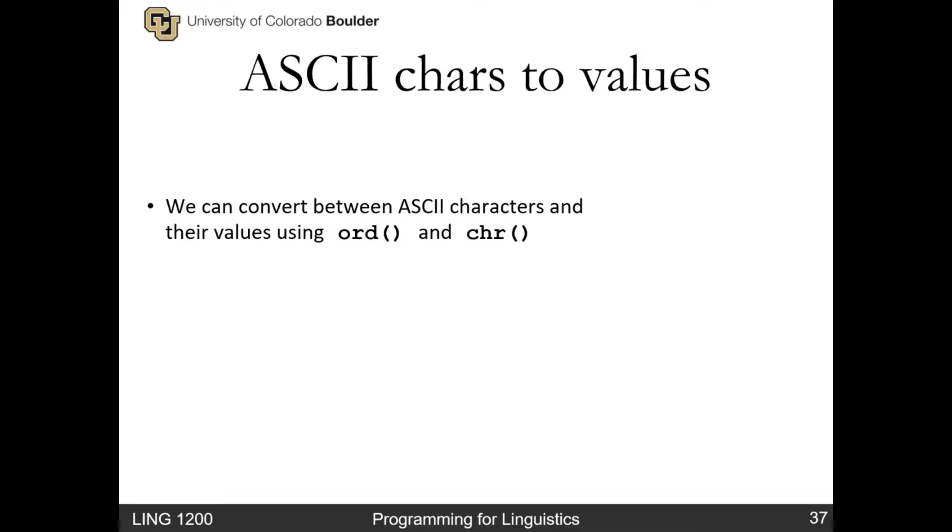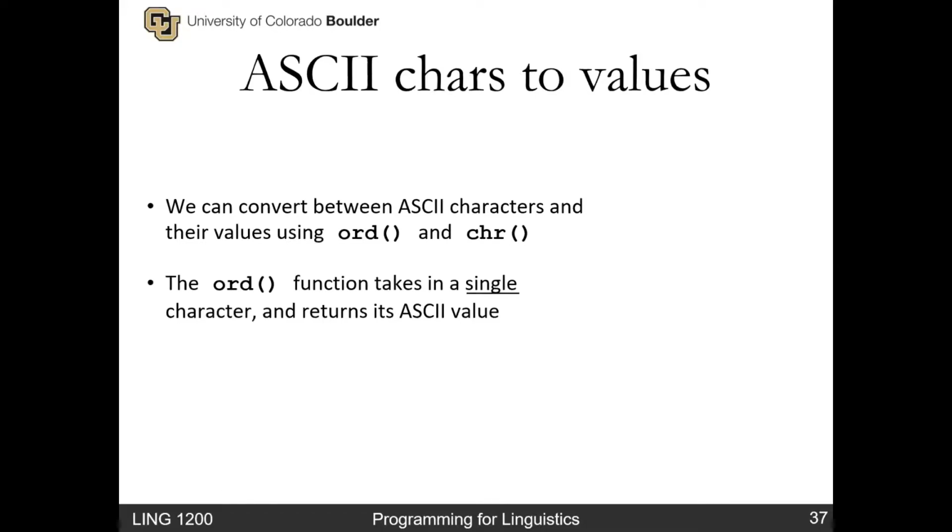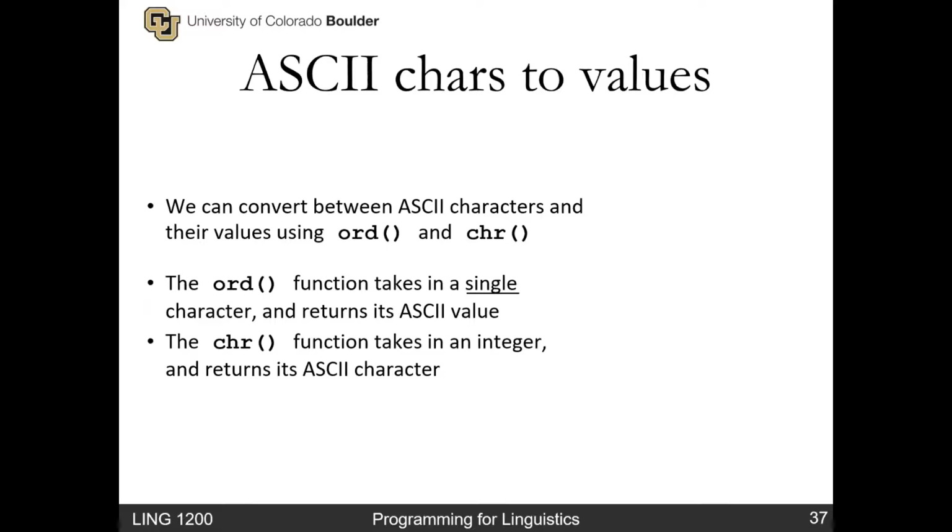Another interesting thing we can do to see how this whole system works is convert between the ASCII characters and their numeric values. There are two functions that do that, ord and chr. ord kind of stands for ordinal. It's a function that takes in a single character and returns its ASCII numeric value as an ordinal number. The chr, or character function, takes an integer, a numeric value, and returns its corresponding ASCII character. So with ord, you go from the character to the underlying numeric value, and the character function does the opposite.